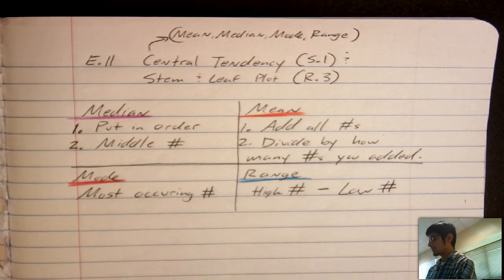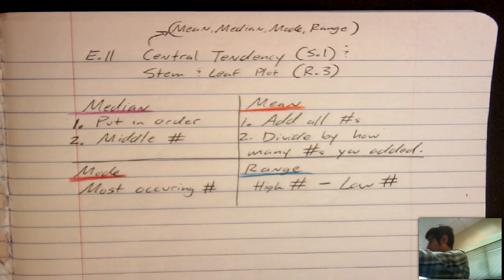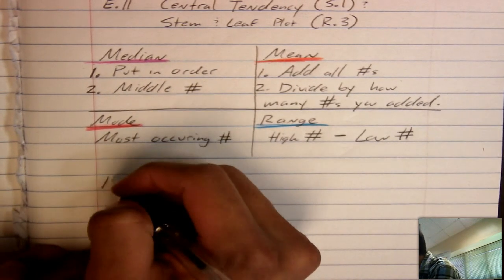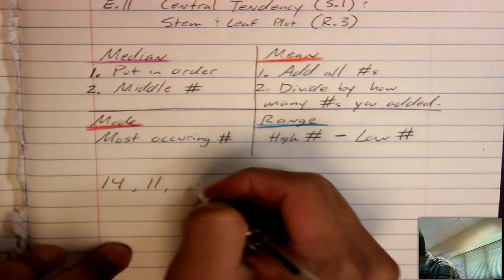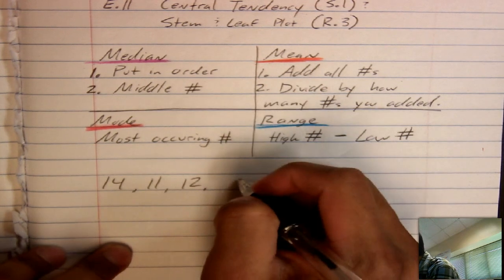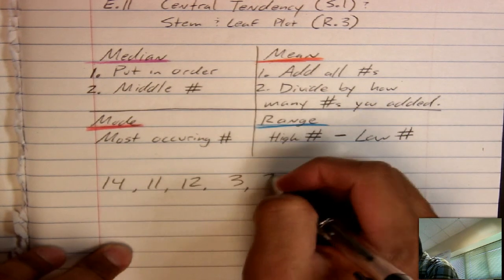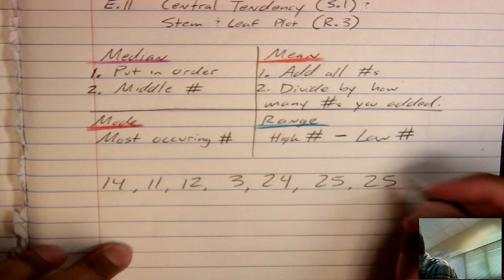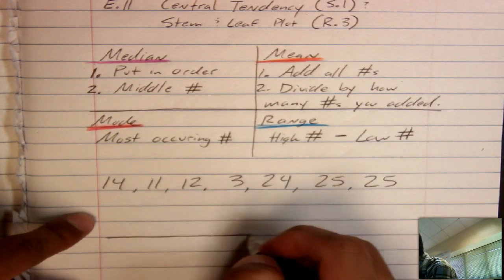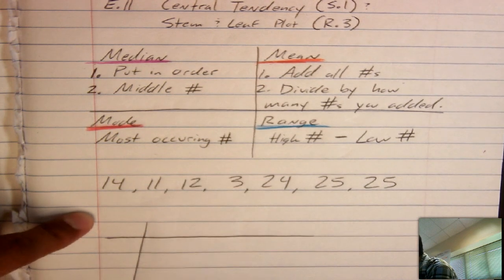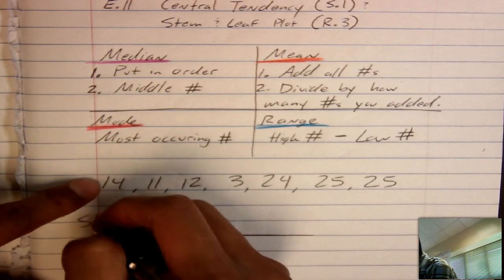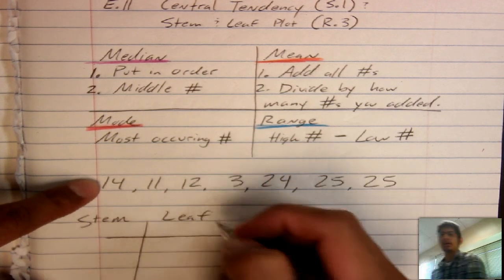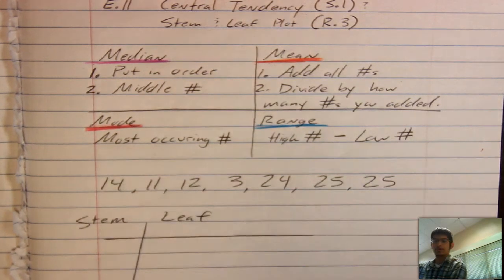Next, we're going to make a thing called a stem and leaf plot. So we're going to start off with some numbers here. So make a list of these numbers: 14, 11, 12, 3, 24, 25, and 25. And we're going to make a graph called a stem and leaf plot. So these are the stem, and these are the leaves. So it's kind of like a tree or a flower, if you want to think of it like that.